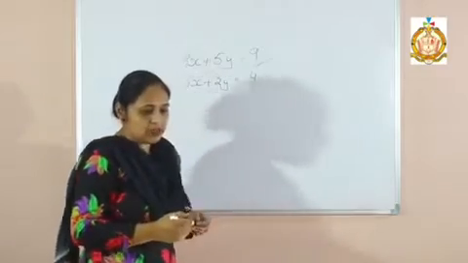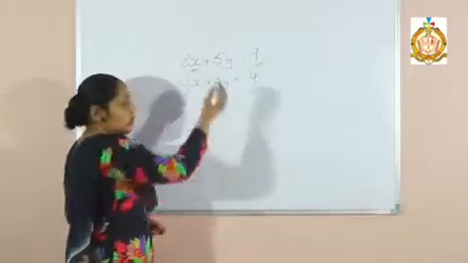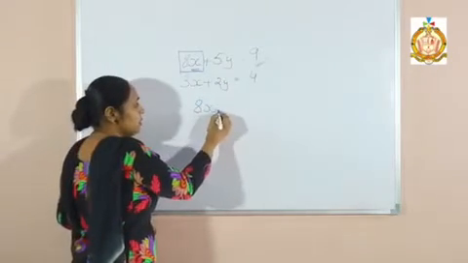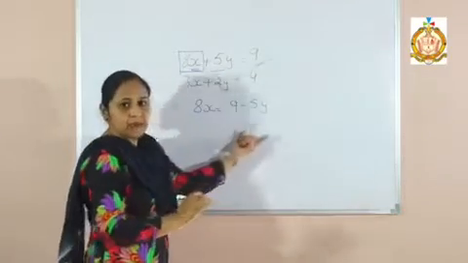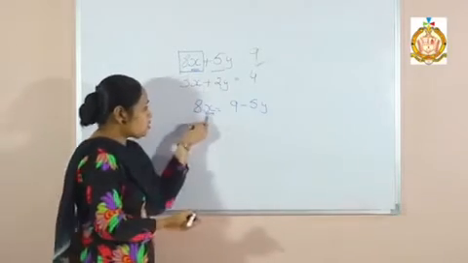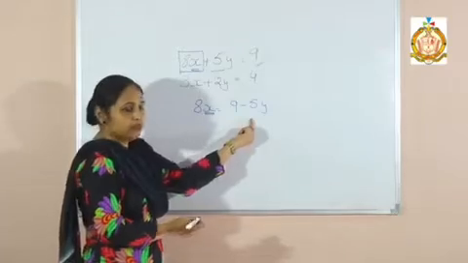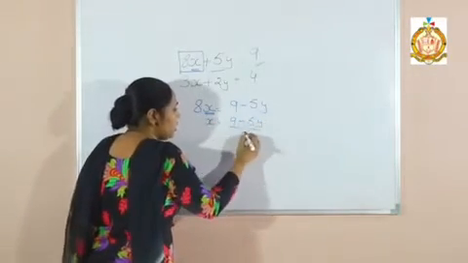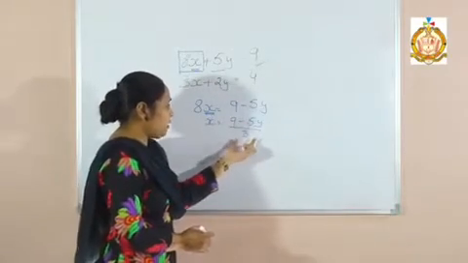If I want to take the substitution of x, that means I will take the value of x. Now how to take it? 8x will be there, 9 minus this 5y, which is positive, goes to that side and becomes negative. Then I just want to find the value of x. Now what to do? 8 is multiplied with x, so this 8 will go to that side and will be divided. It means x will be equal to 9 minus 5y upon 8.